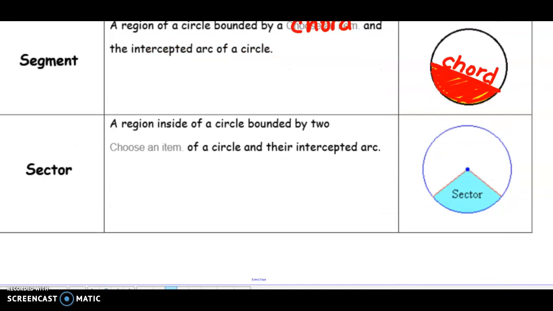A sector is a region of a circle bounded by 2 radii. Radii is plural for radius, and their intercepted arc. So I have one radius on the left, I have another radius on the right. The area in between is the sector.